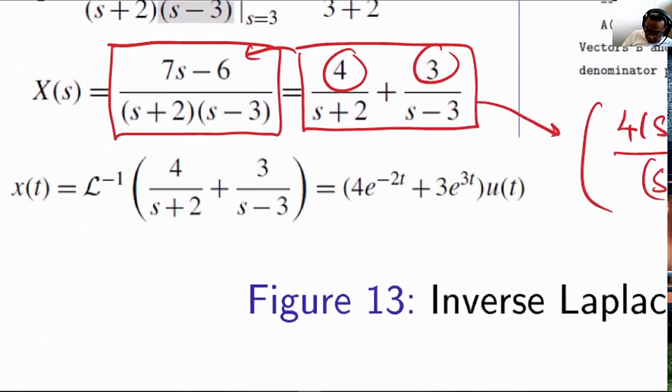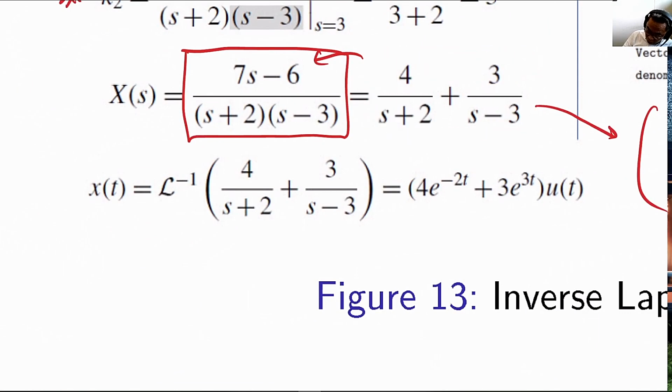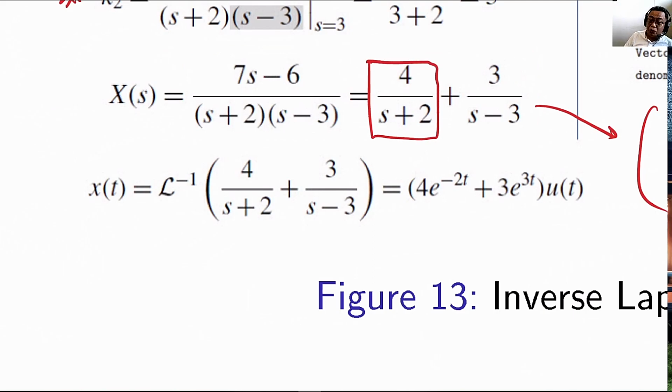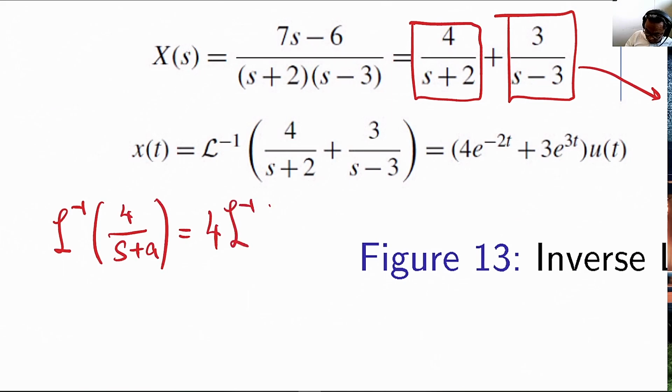Now, once you have the X(S) in this form, then it is trivial. Why do I say that? Look at this. This entry has a lookup table. This entry has a lookup table. What is the inverse Laplace transform? It is simply the inverse Laplace transform of 4 over S plus A, which is equal to 4 times the inverse Laplace transform of 1 over S plus A, which is equal to 4 e to the minus AT.